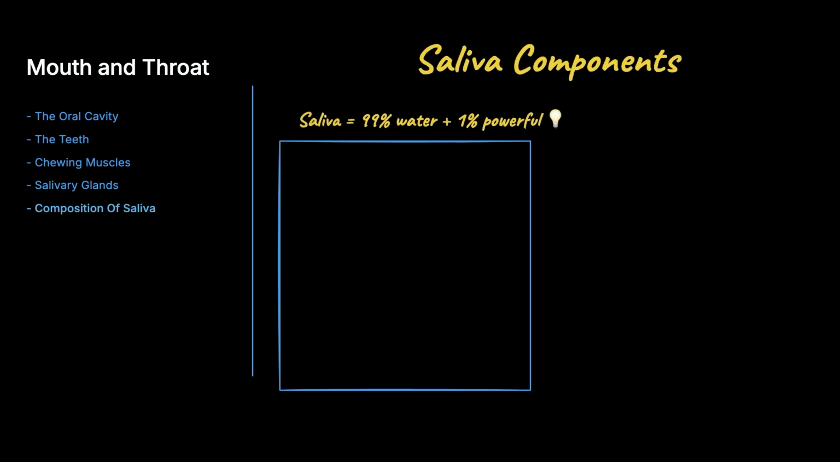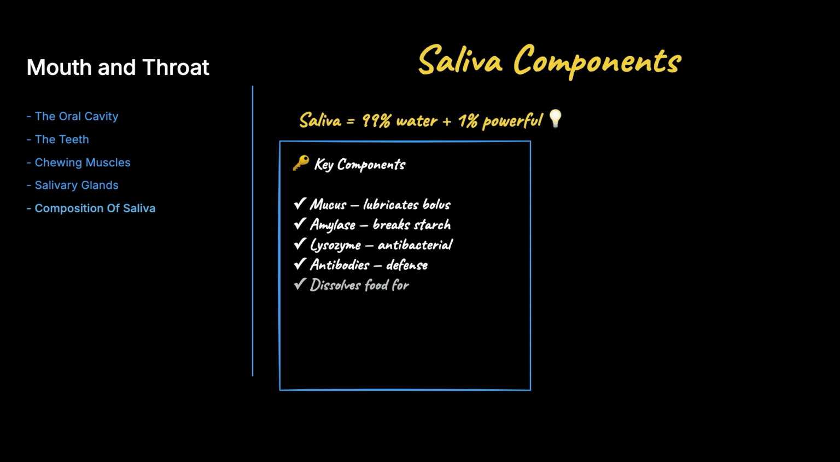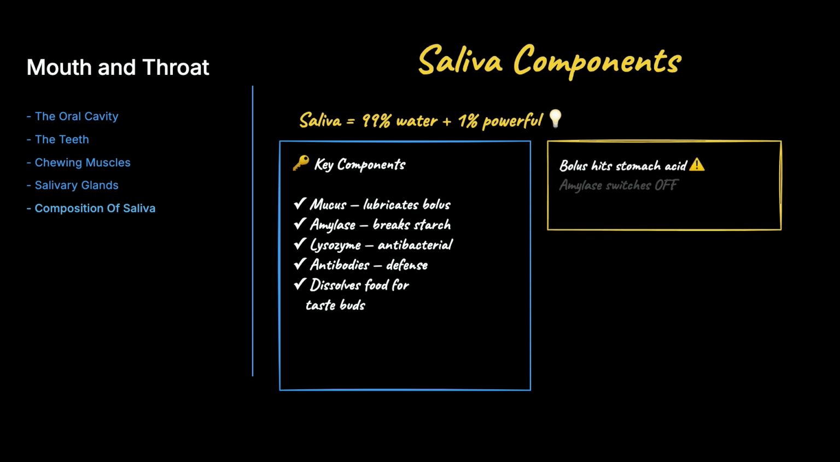Saliva is mostly water, but that small fraction is powerful. It carries mucus to lubricate the bolus, salivary amylase to start breaking down starch, an antibacterial enzyme called lysozyme, and antibodies for defense. Saliva also dissolves food, so your taste buds can detect it. Once the bolus hits stomach acid, salivary amylase switches off.